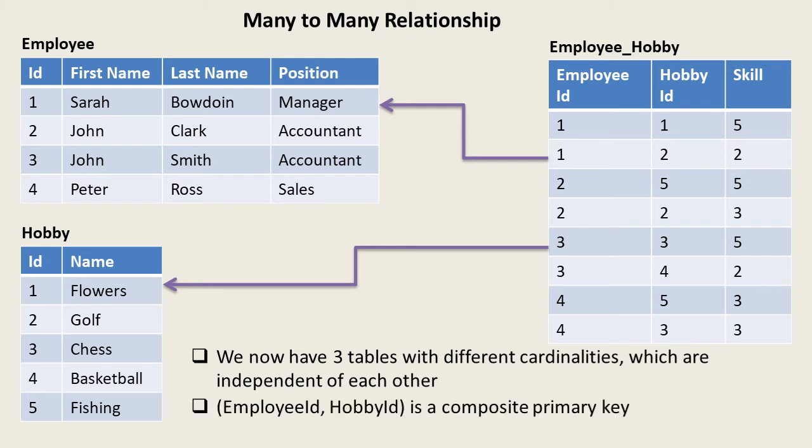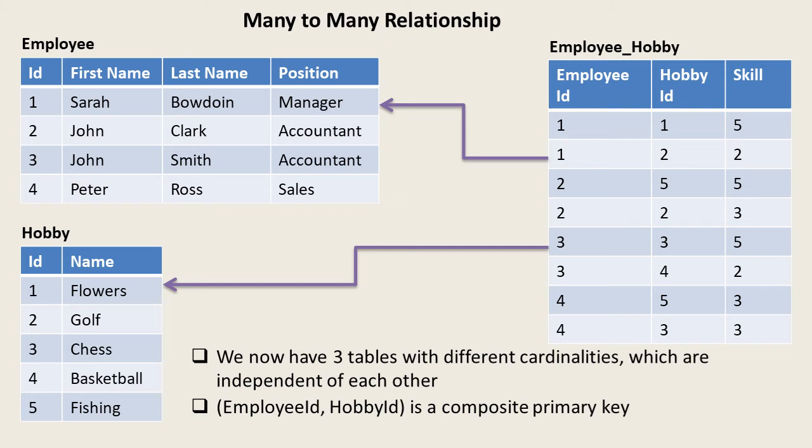Now, an interesting fact to note: what currently would be the primary key for this employee hobby table? We already know that the primary key for the employee table is its ID, and for hobby it's also the ID for that table. But what would be the primary key for the employee hobby table? In this example, we are facing a case where we have a so-called composite primary key. A composite primary key is a case where more than one column is within the primary key.